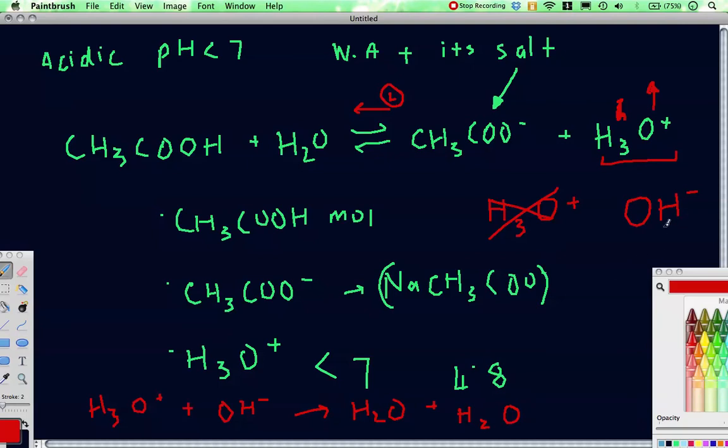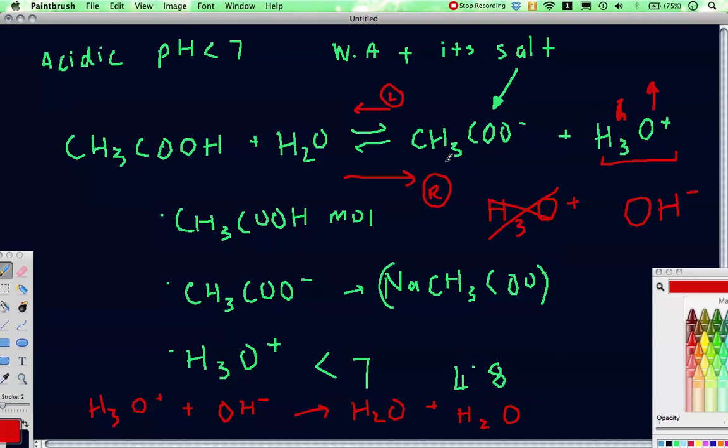So you add a basic solution, you remove those hydroxide ions by reacting them with hydronium. If you are reacting these hydronium ions, then essentially you are actually decreasing their concentration. So in order to replace them, you have to shift the equilibrium right. Okay, that's Le Chatelier's principle coming into play there.